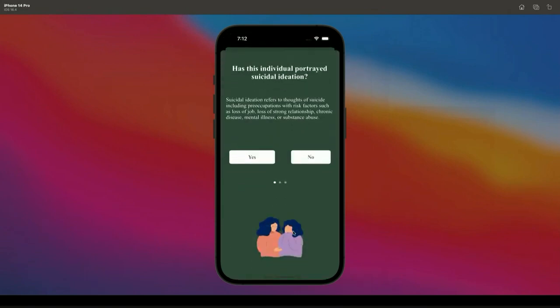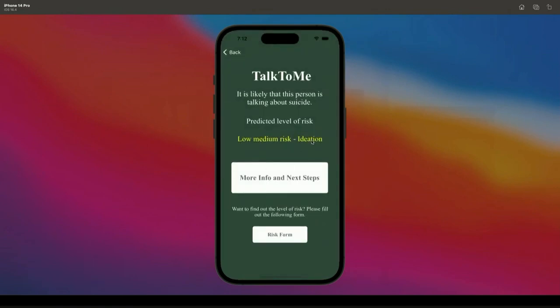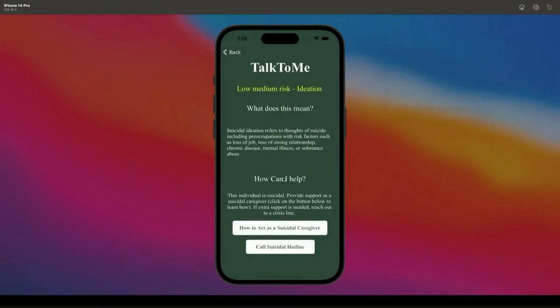And that's with the risk form. Based on how you answer a series of questions, for example, yes, no, no, a level of risk will be outputted. In this case, it's a low medium risk, which is ideation. And then when you click more info and next steps, it'll tell you what this means, how you can help, and it'll give you 2 options in this case.